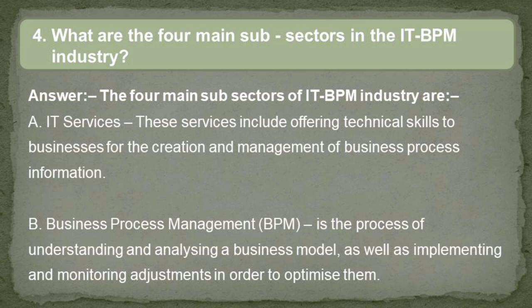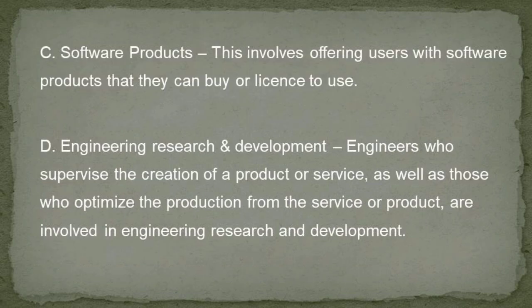B. Business process management. BPM is the process of understanding and analyzing a business model, as well as implementing and monitoring adjustments in order to optimize them. C. Software products. This involves offering users software products that they can buy or license to use. D. Engineering research development. Engineers who supervise the creation of a product or service, as well as those who optimize the production of the service or product, are involved in engineering research and development.